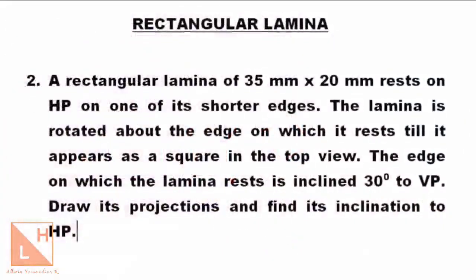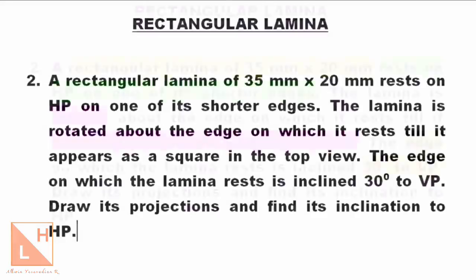To the second problem, let me read out the question first. A rectangular lamina of 35 by 20 mm rests on one of its shorter edges. The lamina is rotated about the edge on which it rests till it appears as a square in the top view. The edge on which the lamina rests is inclined at 30 degree to VP. Draw its projections and find its inclination to HP.